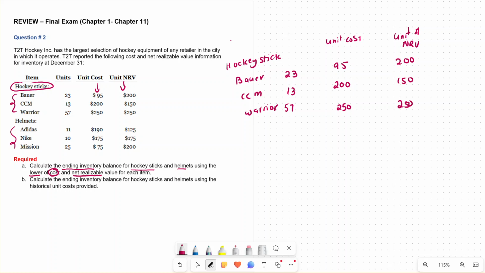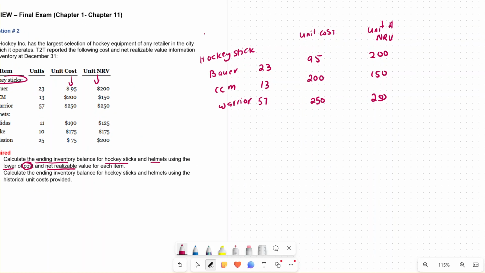So when you're doing lower of cost and net realizable value, when you go to the first line, this is my lower amount. If this is my lower amount, what we are going to do is take the lower of cost and the net realizable value.